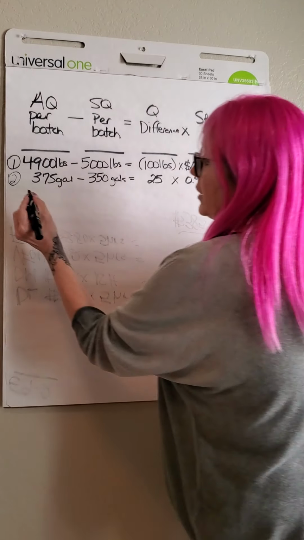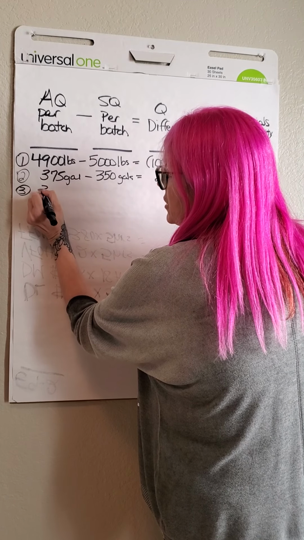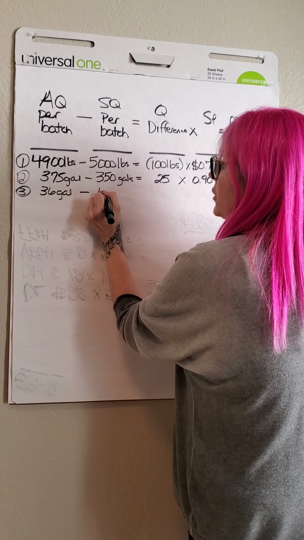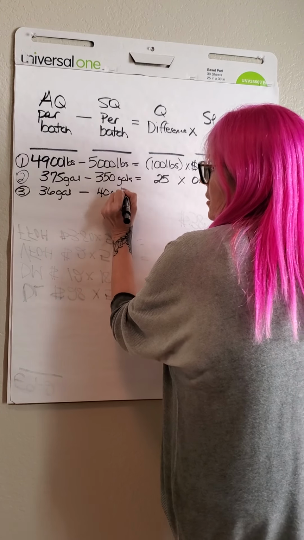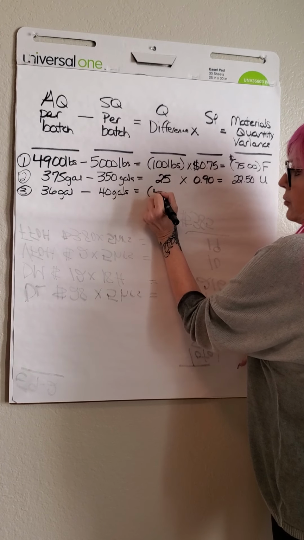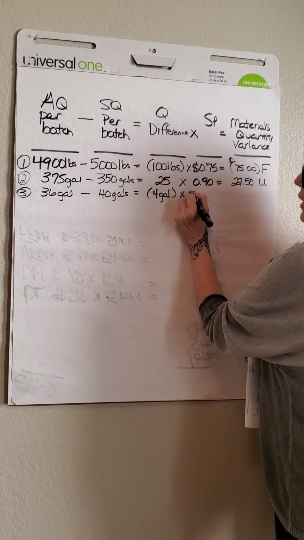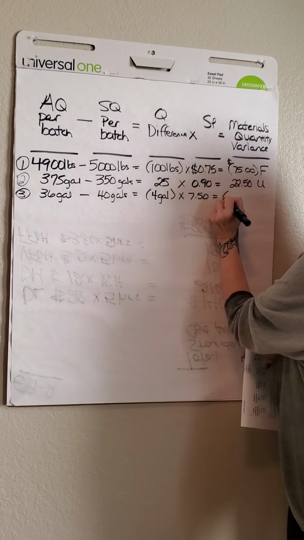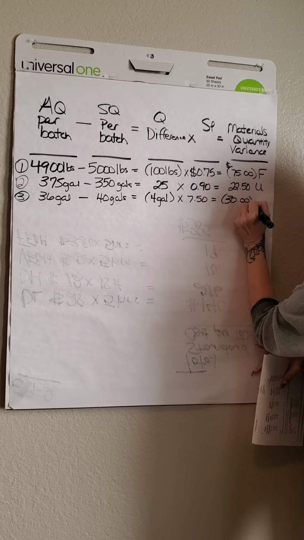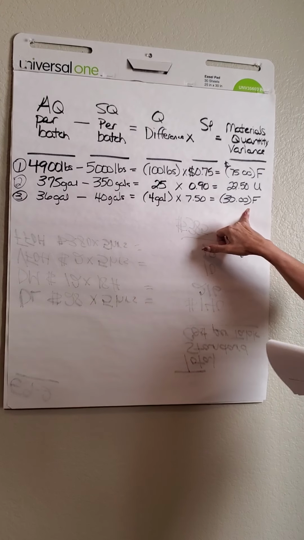Now we're going to do the same thing for the corn syrup. Under the corn syrup, the actual amount we used was 36 gallons, and the standard is 40 gallons. So here we used less, so we're going to see that in parentheses, and that's going to be favorable for us. So we're going to multiply that times $7.50. That's going to give us a favorable balance of $30. Remember, we're spending less because we're using less, so it's favorable.